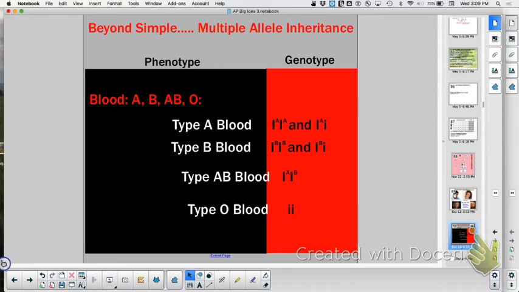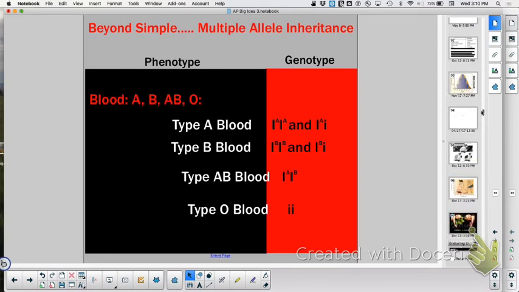Yes? When it means positive or negative, what does that mean? That's the RH factor. That's just another antigen on the blood. It's a third type of antigen. O blood also accepts all of it, right? No. Oh, no. No, it doesn't.